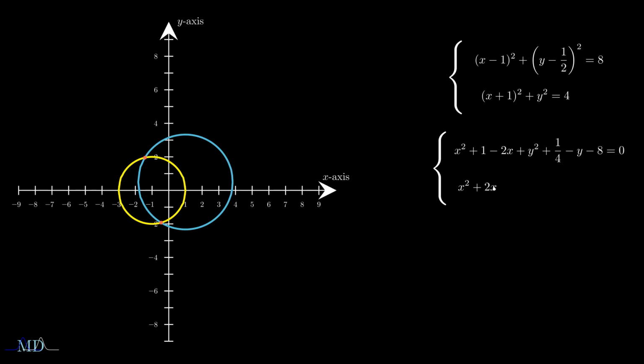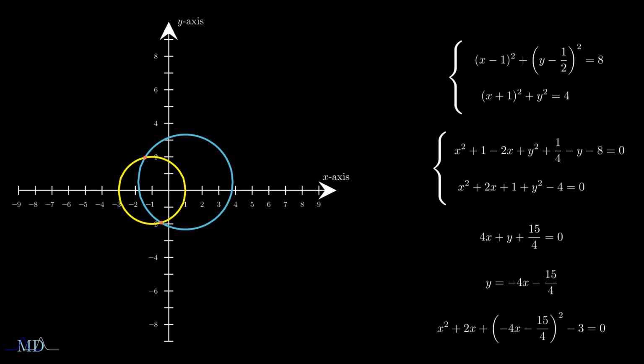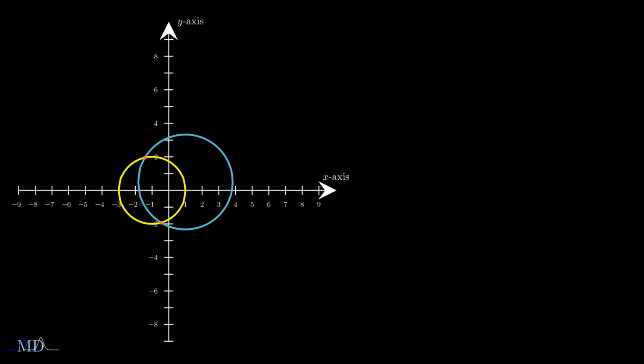We solve the binomial squares. Then we can subtract the first equation from the second. In this way the terms x squared and y squared cancel each other out, and we get a linear equation in x and y. We have 4 times x plus y plus 15/4 equals 0. We get the value of y, and we substitute it in the equation of the second circle. We obtain a second-degree equation in x that we solve by applying the quadratic formula.